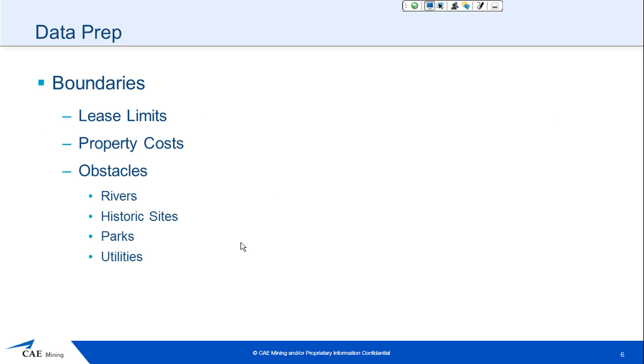Alright, this is some data that you might want to prepare as well when you're preparing your block model. I list that you can have boundaries such as lease limits, property limits, and obstacles. We can have capital costs associated with these and use those in the optimization.